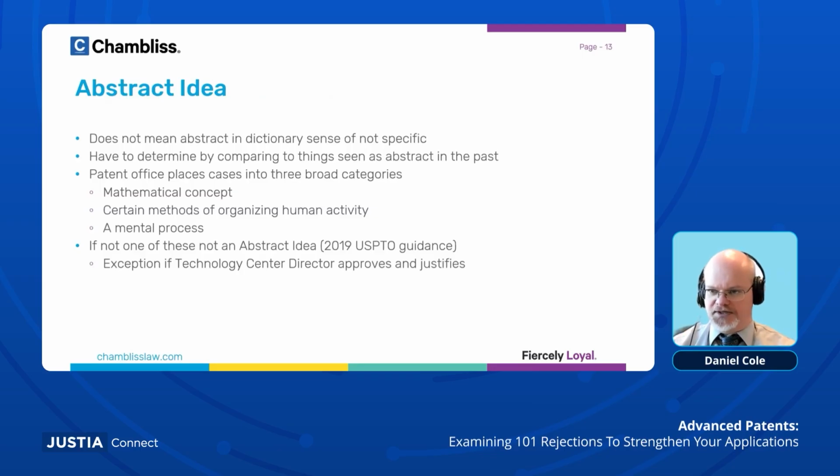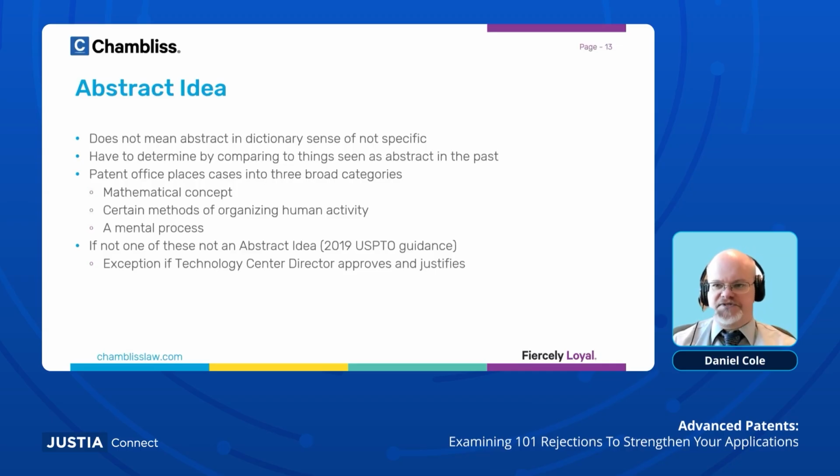Before I talk a little bit more about how you would get around 101 exceptions generally, let's talk about how you would decide if what you have is going to cause an abstract idea exception rather than a life science exception, a natural product exception. Now, as I mentioned, this is confusing, okay? Part of that confusion comes from the fact that it really does not mean abstract in a dictionary sense of not specific. If you look at the patents that have been declared abstract by the courts, the claims are very specific.